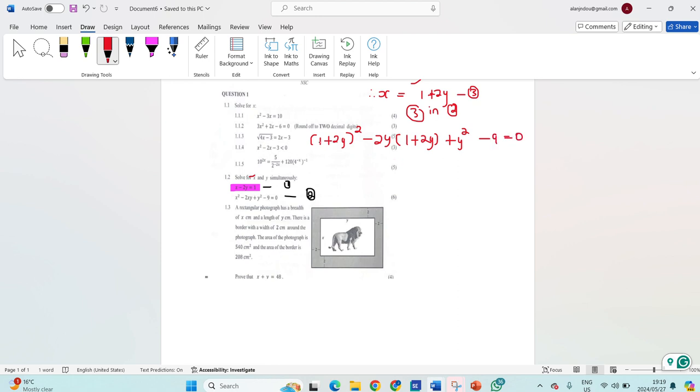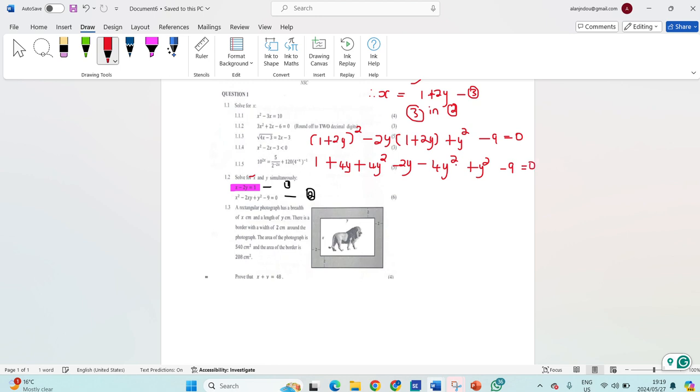So now let's see. If I FOIL this one, 1 plus 2y, I'm going to square the 1, it becomes 1. 1 multiplied by 2y is 2y. 2y times 2 is 4y. So you can also do this the manual way. You can expand these brackets and FOIL them one by one. And this one will be 4y squared. And now this one, negative 2y multiplied by 1 is negative 2y. And negative 2y multiplied by 2y is negative 4y squared. So I've got minus 4y squared there, plus y squared minus 9 is equal to 0.